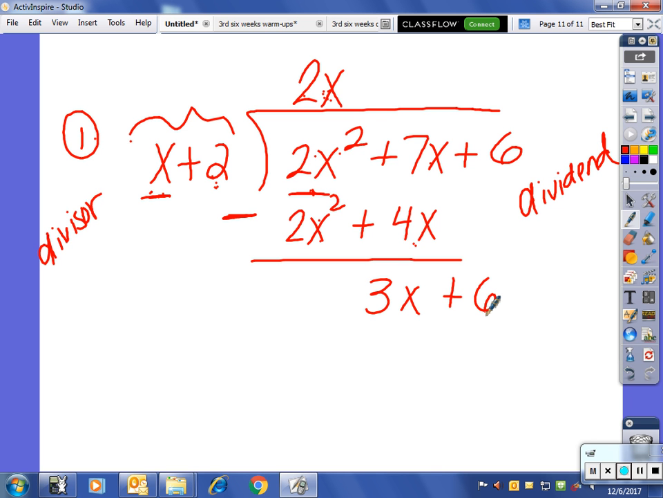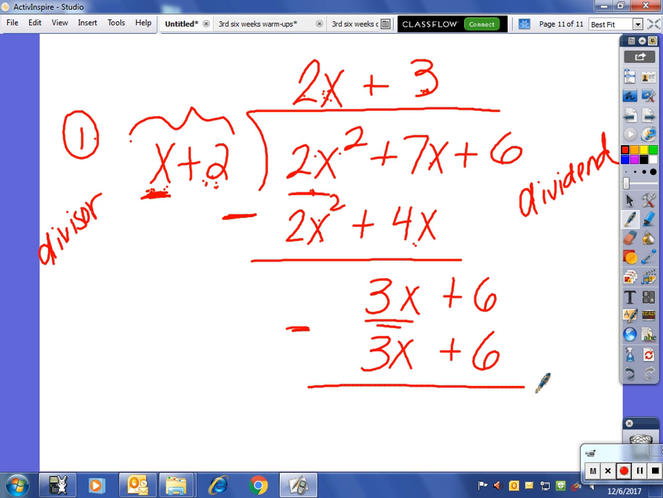Now we start the process over. Now I look at my first part of my divisor. How many times will x go into 3x? Not 3x, just 3. Positive 3 times. What's 3 times x? 3x. And I also have to multiply 3 times the other part of the divisor. What's 3 times positive 2? Positive 6. And then I subtract. What's my remainder here? Nothing. That's the answer right there.